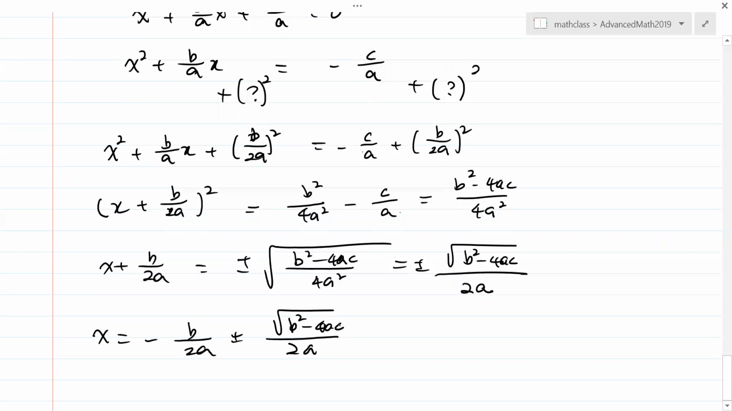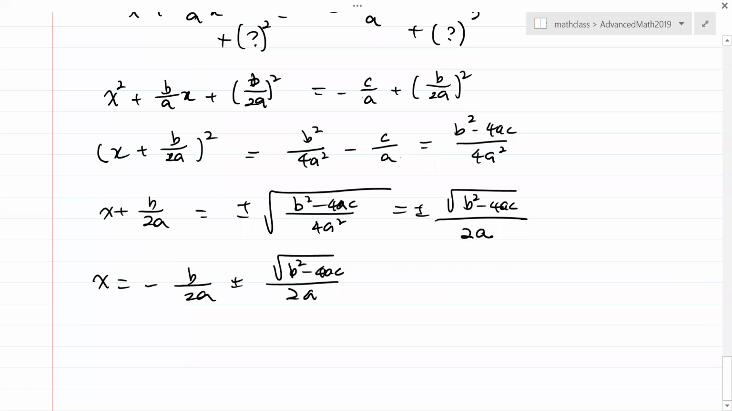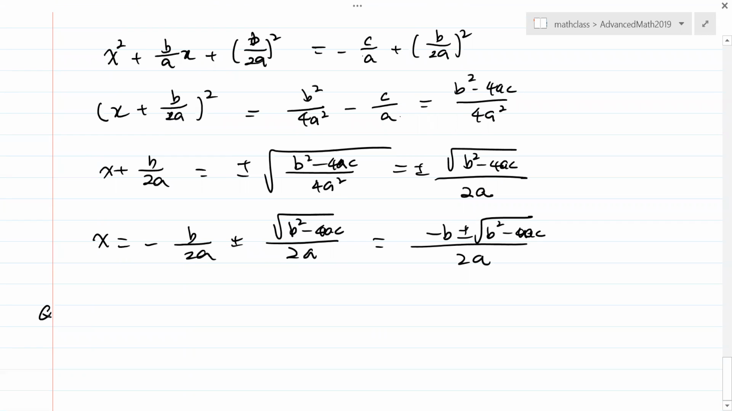So you should know how to get the quadratic formula. This is the idea, okay? So you have a formula. It's called the quadratic formula. Sometimes they combine it into one fraction. If you combine into one fraction, it's negative b plus minus the square root of b squared minus 4ac, over 2a. Okay. So now let's go back to some problems.